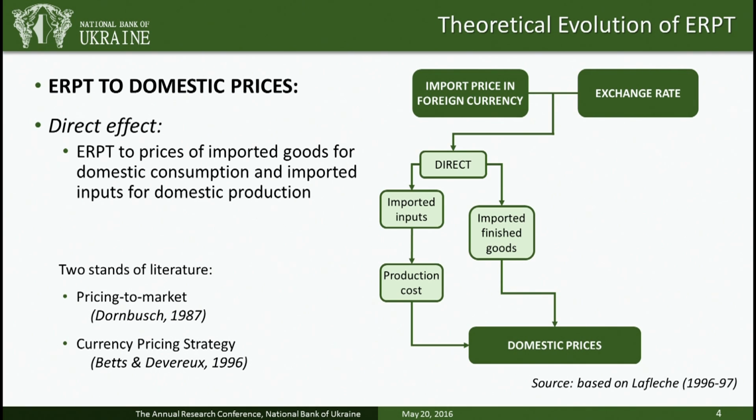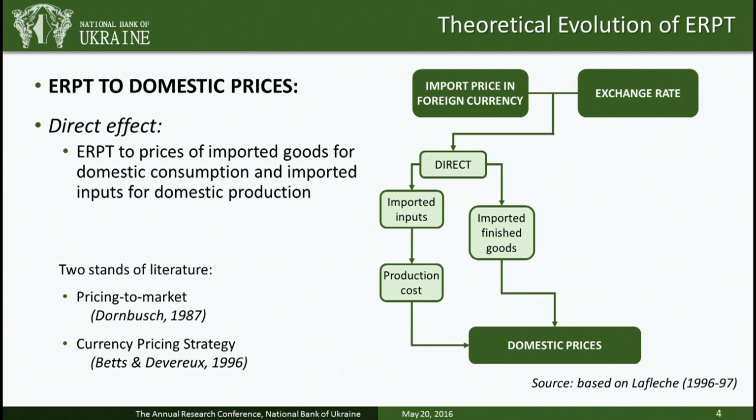currency exchange rate, prices of finished goods that are imported to the country become more expensive because of the reduced purchasing power of the domestic currency. In addition, prices of imported inputs that are used in domestic production of goods also become more expensive. This increases the production cost for producers, and they can pass this higher cost through to consumers by raising prices. The literature which studies import price responsiveness is extensive and usually follows the pricing-to-market theory or considers the currency pricing strategy of the exporting firm.